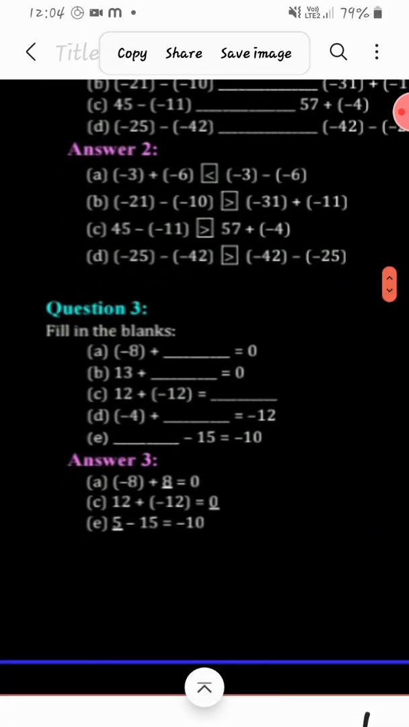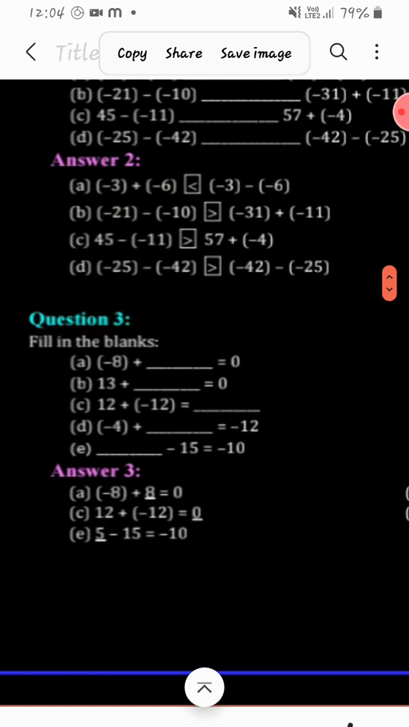Now 3E. So what will be the digit in the blank? Minus 15, the answer will be 10. So 5 minus 15 will be minus 10. The answer will be minus 10. So 5 and minus 15, that means plus minus. In front of 5 plus is there, plus minus becomes minus. So 15 minus 5 is 10. Since before the bigger digit minus sign is there, it becomes minus 10.